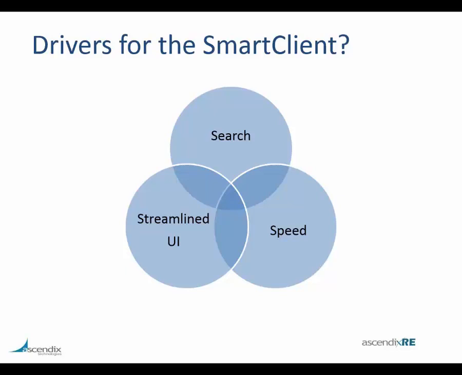And the last pillar is that of speed, in that we've spent a lot of time working with large organizations who have quote-unquote big data. We needed to make sure that if we were going to be doing a lot of consuming of information and a lot of searching, we had speed optimized. And so those were the three drivers for designing the SmartClient.